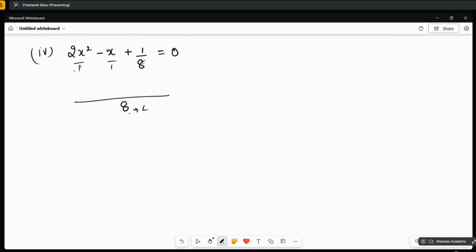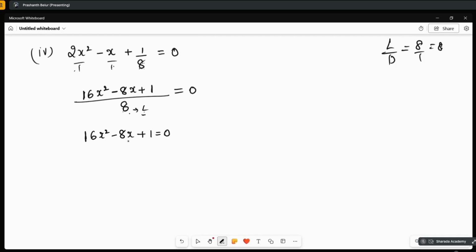Now 8 by 1, LCM by denominator, that is 8. This 8 will multiply with 2. So you will get 16x square minus 8 by 1 is what? 8. That you will multiply with minus x, that is minus 8x plus 8 by 8. LCM by the denominator, 8 by 8 is 1, 1 into 1 is 1. So that is equal to 0. So 8 into 0 is 0. So you will get 16x square minus 8x plus 1 is equal to 0.